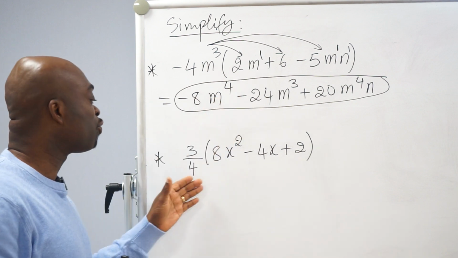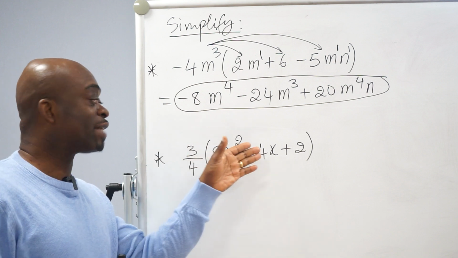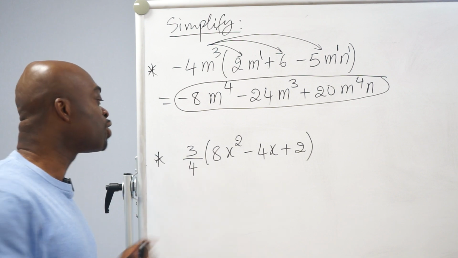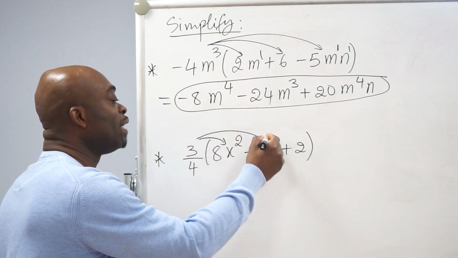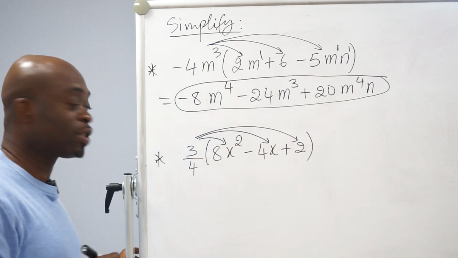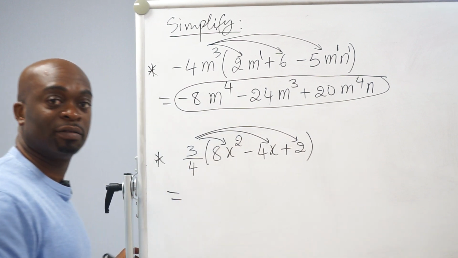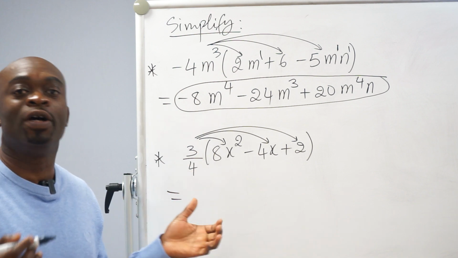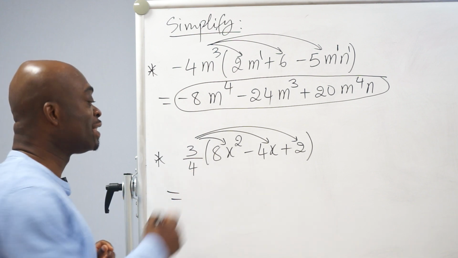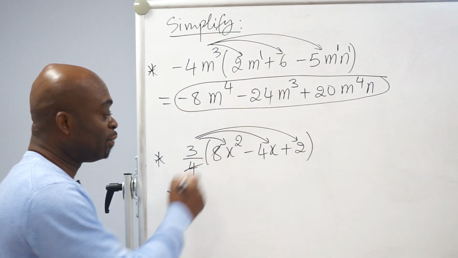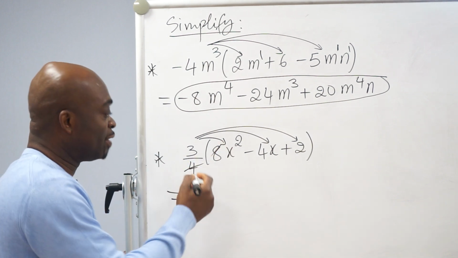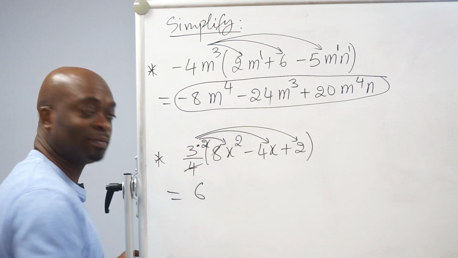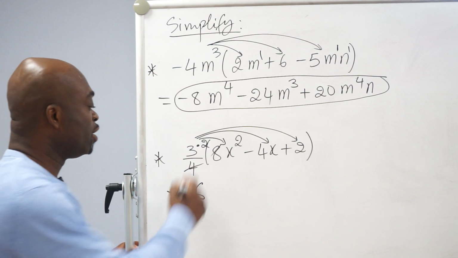Second question, 3/4 times 8x squared minus 4x plus 2. So what's going to happen? For this one, again, we have 3 terms in there. So 3/4 times 8. Somebody can decide to do 3 times 8, which is 24, then 24 divided by 4, which is 6. Or somebody can just say 4 and 8, because 4 can divide 8 twice, so you end up with 2 left. And then 3 times 2 will give you a 6. Same thing. All right?